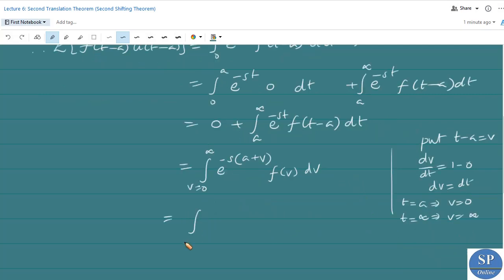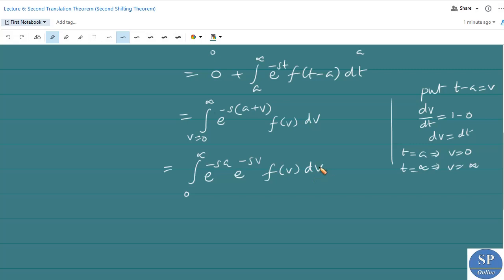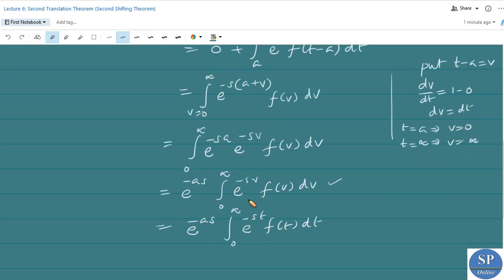This can be written as the integral from 0 to infinity of e^(-sa) e^(-sv) f(v) dv. Here this integral is with respect to v, so we can take e^(-as) outside. So the integral from 0 to infinity of e^(-sv) f(v) dv. This can be written as e^(-as) times the integral from 0 to infinity. Here we can replace the variable v by t because this is a definite integral, so e^(-st) f(t) dt.